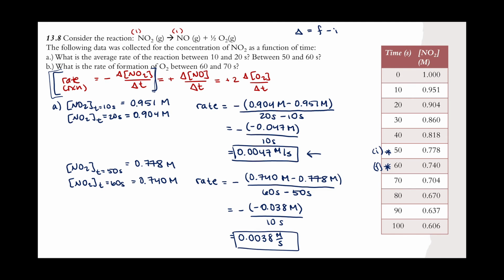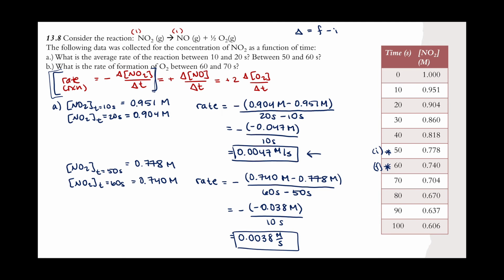This is interesting to see. We can see that not only is the concentration of nitrogen dioxide decreasing, but this overall rate is also decreasing. It was at 0.0047. It was faster at the beginning. It's slowing down. So that is how we would solve part A.